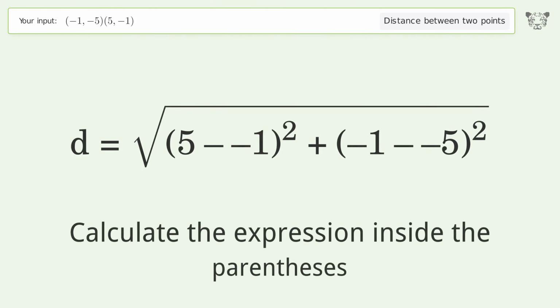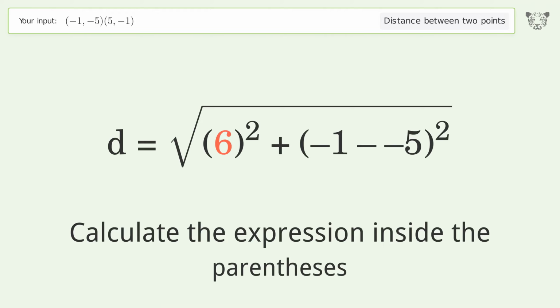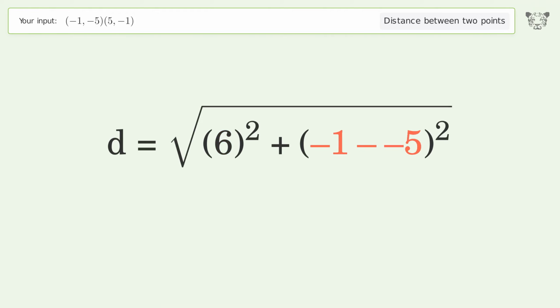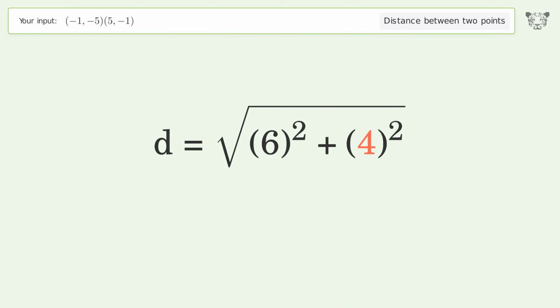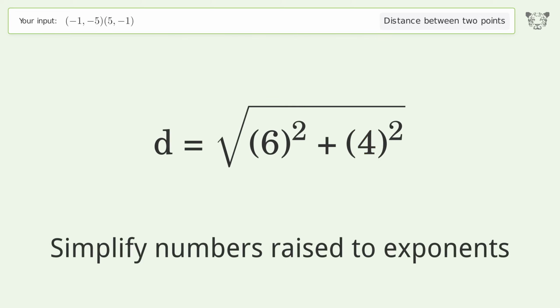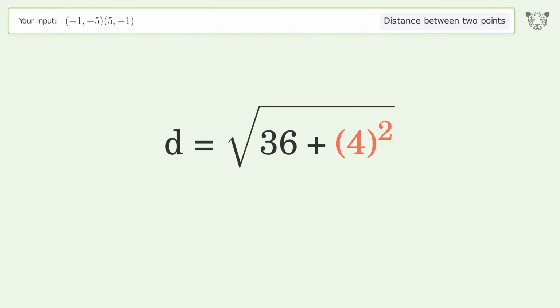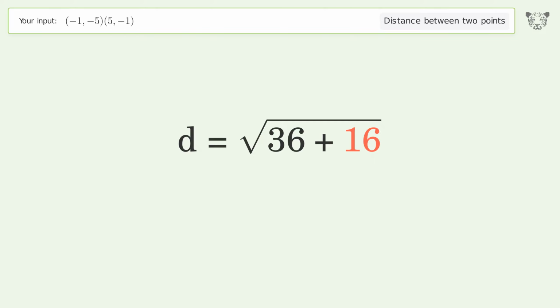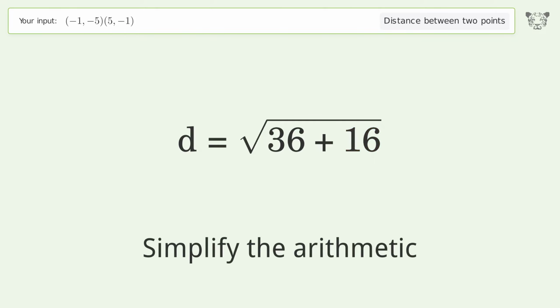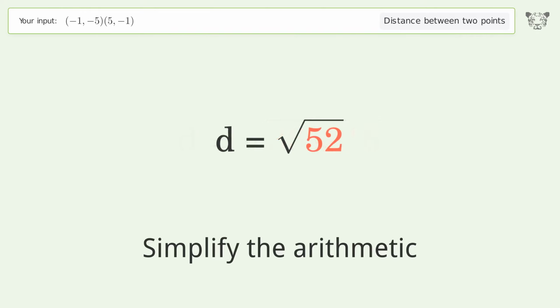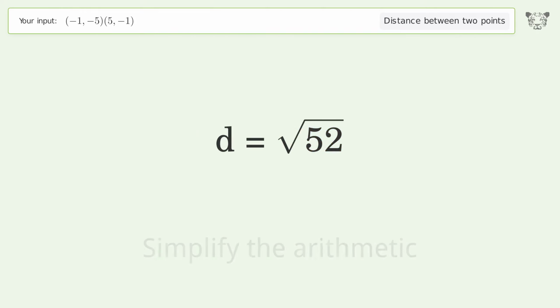Calculate the expression inside the parentheses. Simplify numbers raised to exponents. Simplify the arithmetic. And so the distance between the 2 points is the square root of 52, or 7.211.